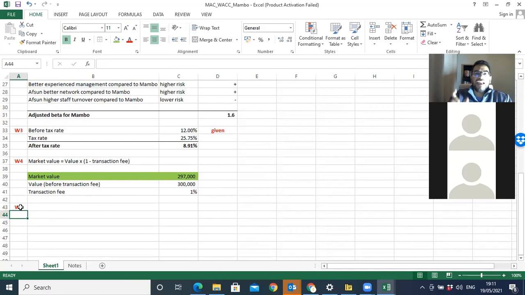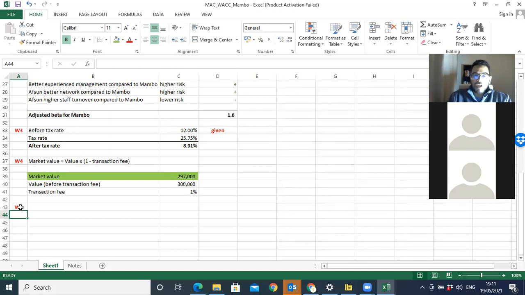There's a specified date of repayment. What is the specified date of repayment? It is 5 years' time. So we know in 5 years' time we're going to have to make a payment. We're going to have to settle the debt. So therefore, it is a redeemable debt instrument.